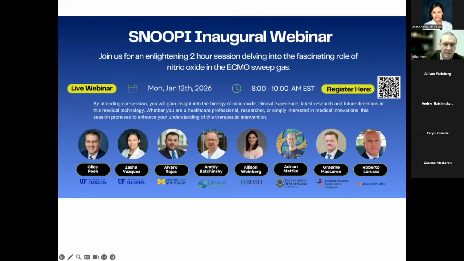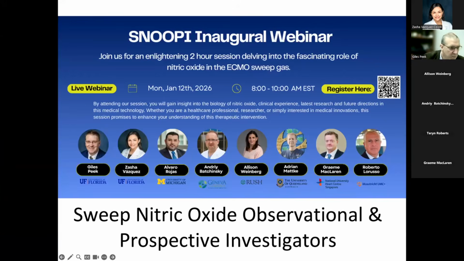A couple of things that I didn't say before, which I'd like to, is how we came up with the name SNOOPI. It stands for Sweet Nitric Oxide Observational and Prospective Investigators, which is a bit clunky, but I think SNOOPI is a good name for a research group. So that's how we ended up with that.